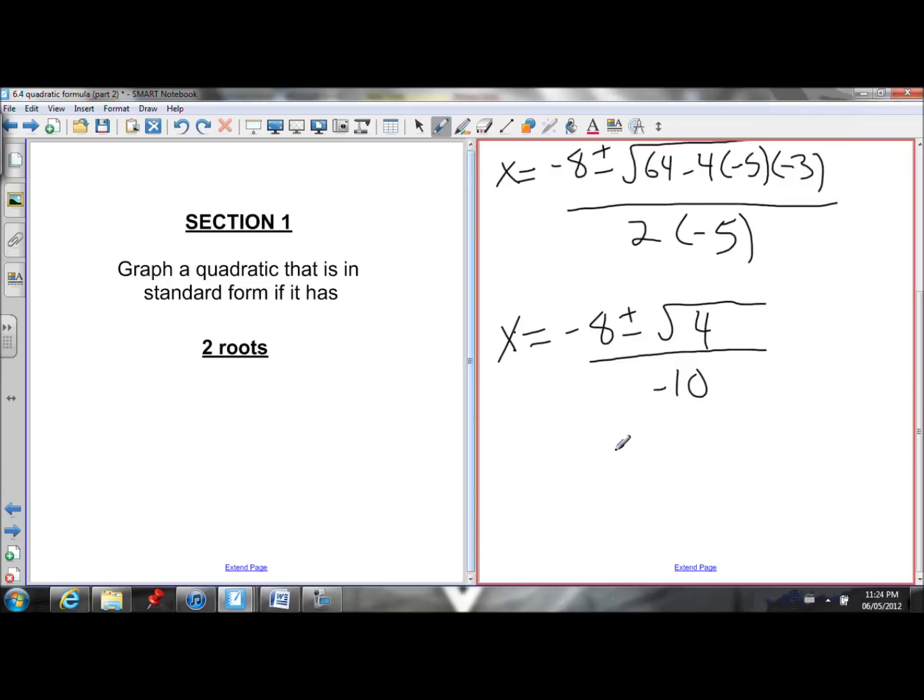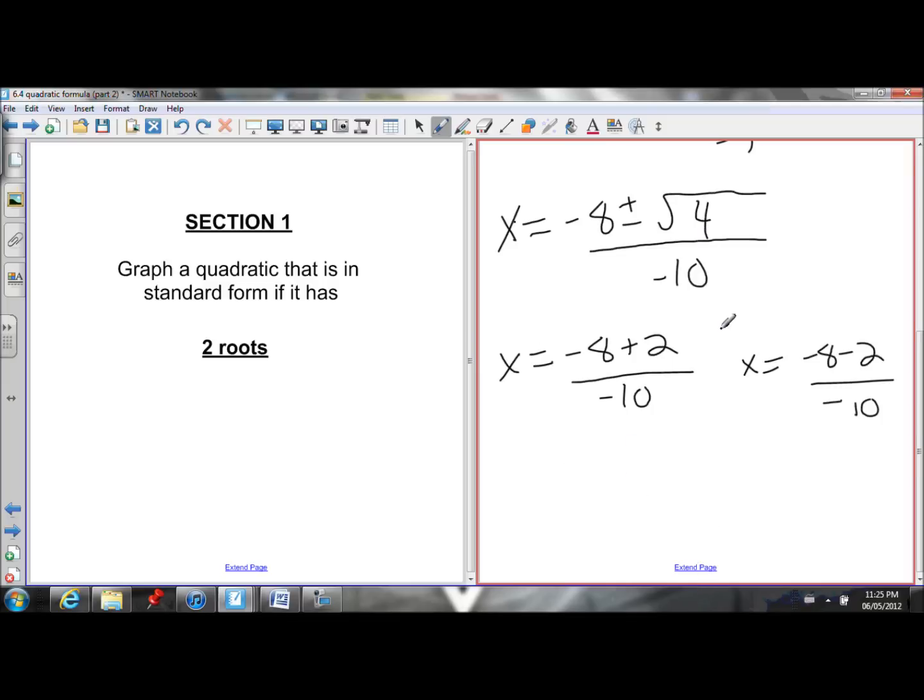Now we have to consider the positive and the negative square root. So x could be equal to negative 8 plus 2 over negative 10. And our other solution is negative 8 minus 2 over negative 10. Square root of 4 can be positive 2 or negative 2, because positive 2 squared is 4, and negative 2 squared is also 4. We go ahead and solve this. Negative 8 plus 2 is negative 6. Negative 6 divided by negative 10 is 0.6. Negative 8 minus 2 is negative 10, divided by itself is just 1. So those are our 2 solutions, 0.6 and 1.